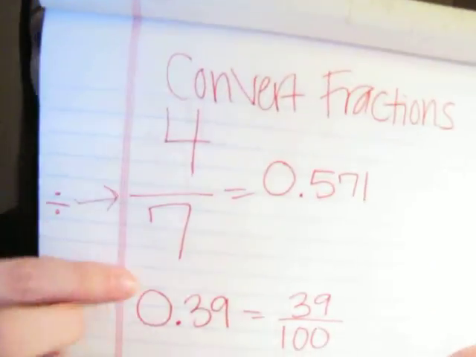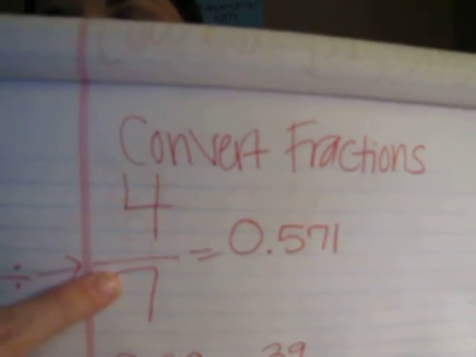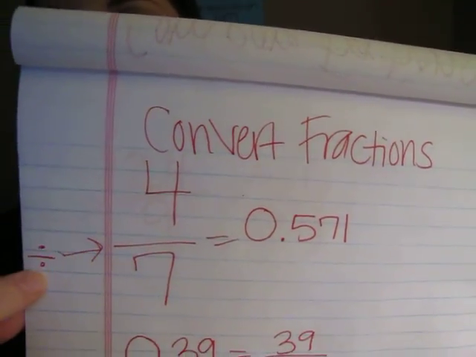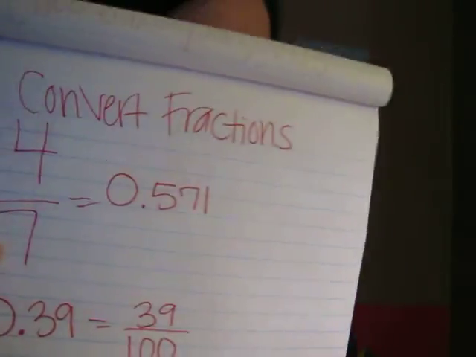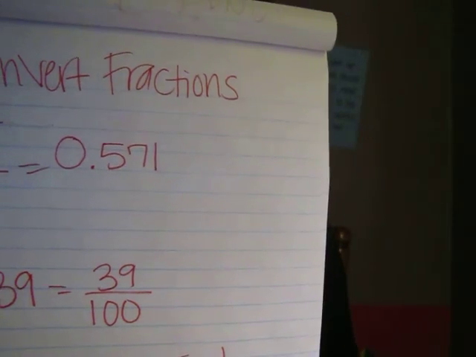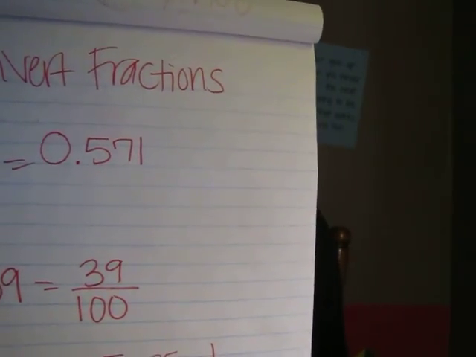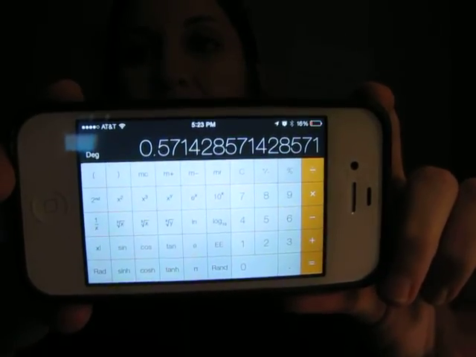Alright, and the last thing we're going to review on this video is how to convert a fraction to a decimal and convert a decimal to a fraction. So let's start with a fraction. We have 4/7. You remember that this line right here tells you to divide. So if you put 4 divided by 7 into your calculator, you're actually going to get a really long number that looks like this. Well, if I hold my phone this way, it looks like this. It's actually even more numbers than that, okay?